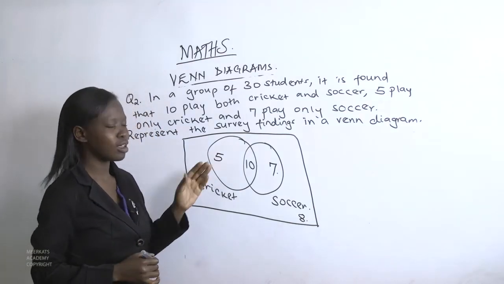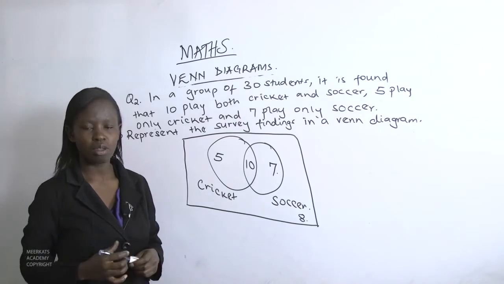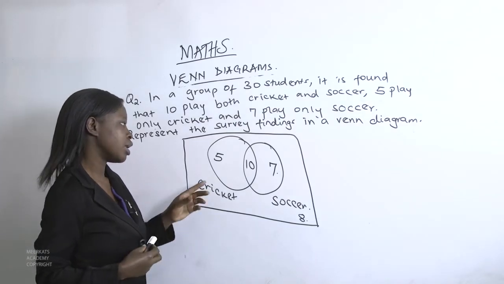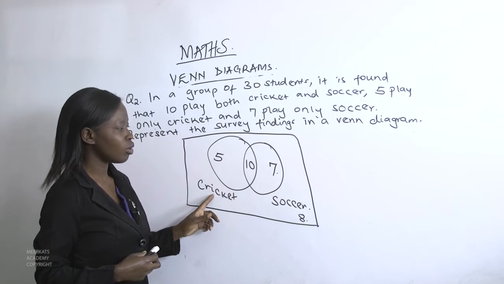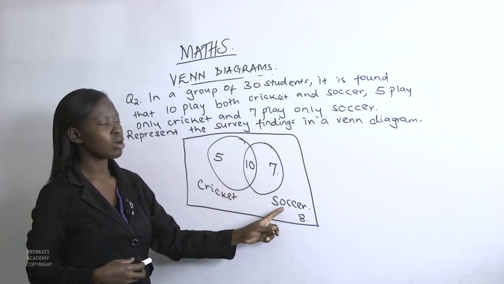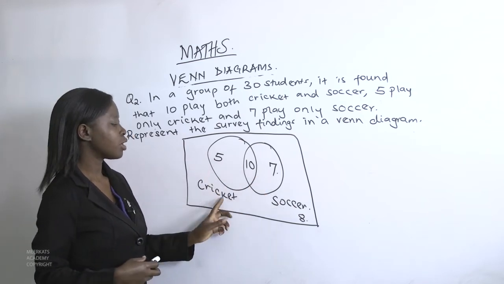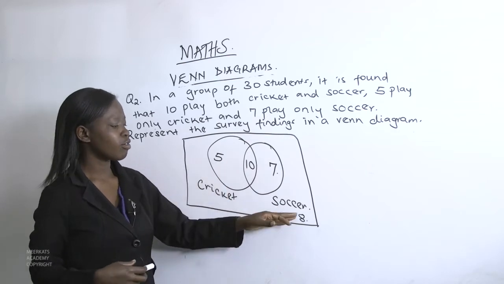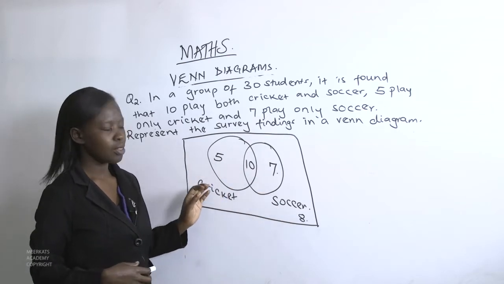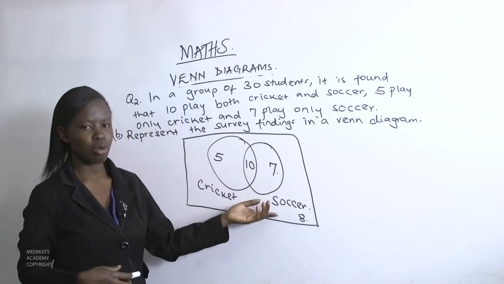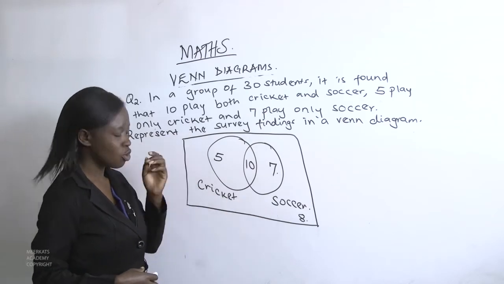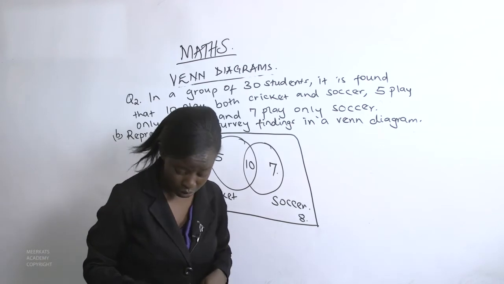So we've represented the data that we've been given on a Venn diagram. 5 students play cricket only, 7 students play soccer only, 10 play both cricket and soccer, then we have 8 who do not play either cricket or soccer. So this is the representation of the detail we have in the question.